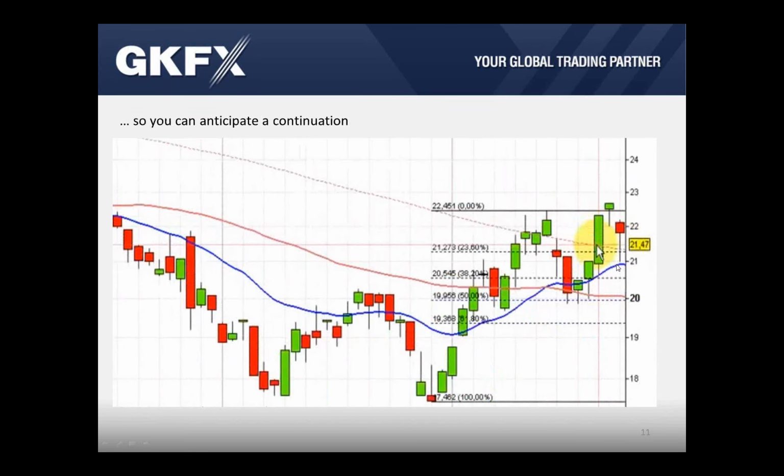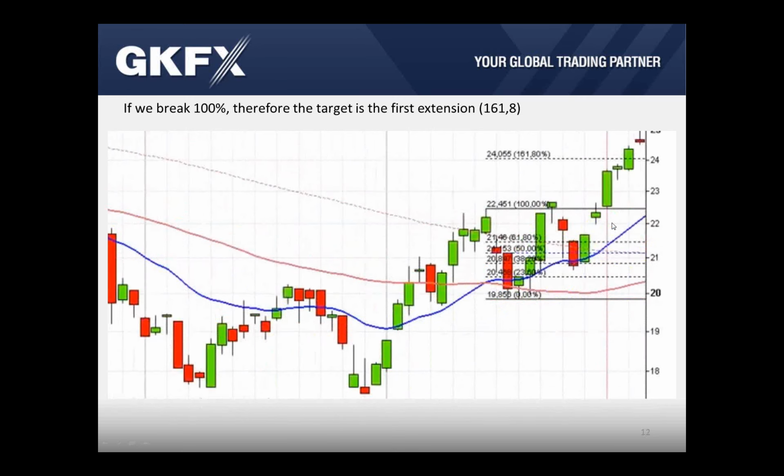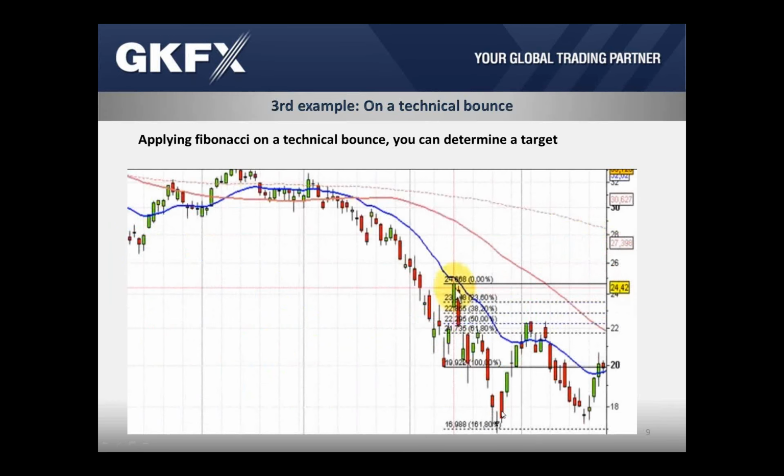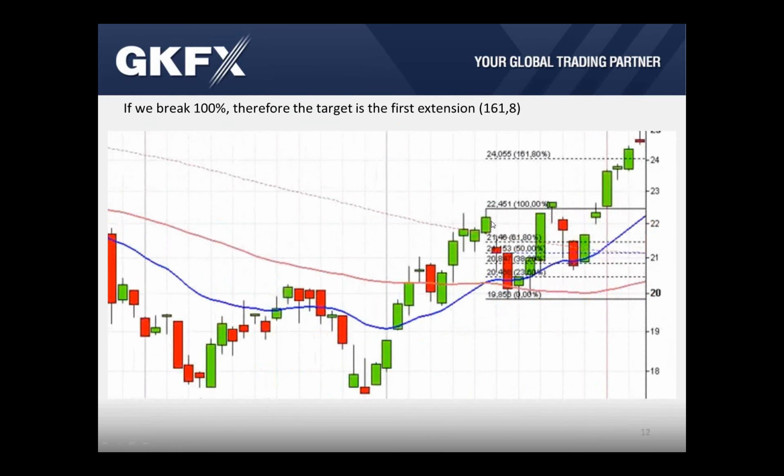So we may anticipate a continuation of the trend, and this is what happened. We bounced on 50 and the exchange rate did continue to grow. It was still bullish. And if we break 100, therefore the target is the first extension. I already spoke about that in this example, but it's another good example.